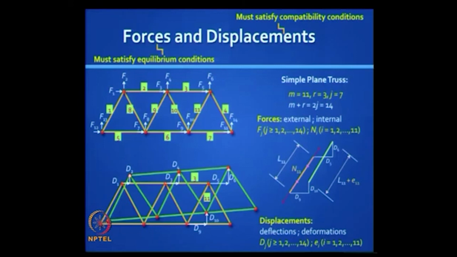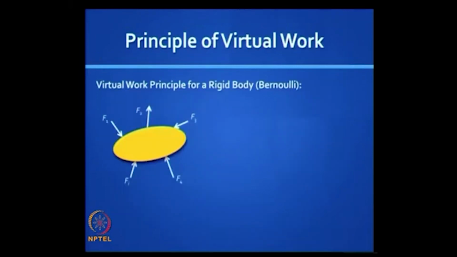The bar elongations are related to the joint displacements through relationships called compatibility, and the internal forces in the various bars are related to the external joint forces through equilibrium. So the force field must satisfy equilibrium, which means it must be statically admissible, and the displacement field must satisfy compatibility, it must be kinematically admissible.